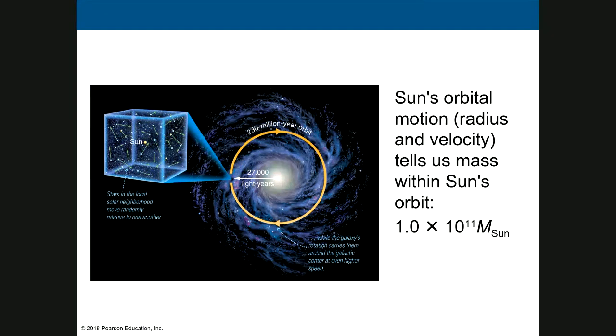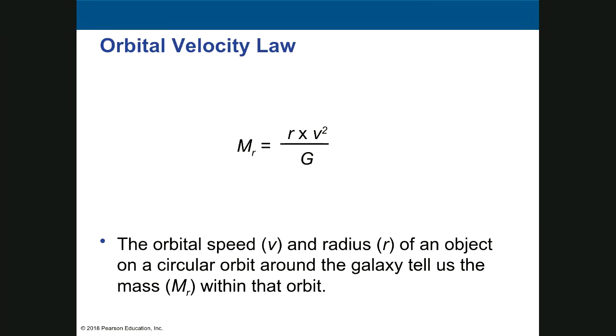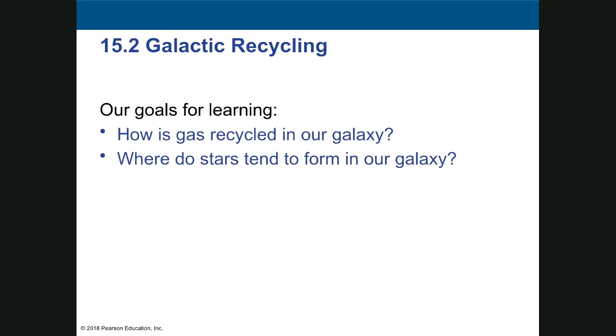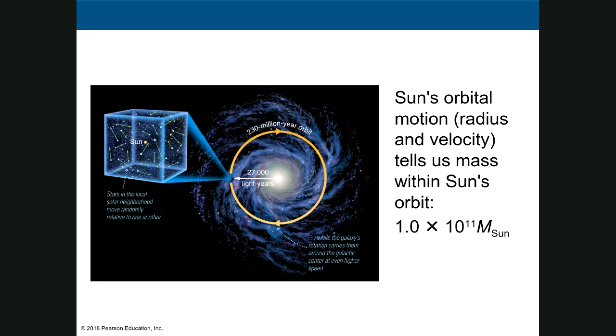So, the orbital velocity law, that's just what gives us our mass number for what's orbiting inside the solar system. But now that we've seen, are there any questions on what the galaxy looks like and what we've seen so far? Before we go on, I'll go to a picture of the galaxy. That's better. Are there any questions on what we've seen and looked at so far before we move on?